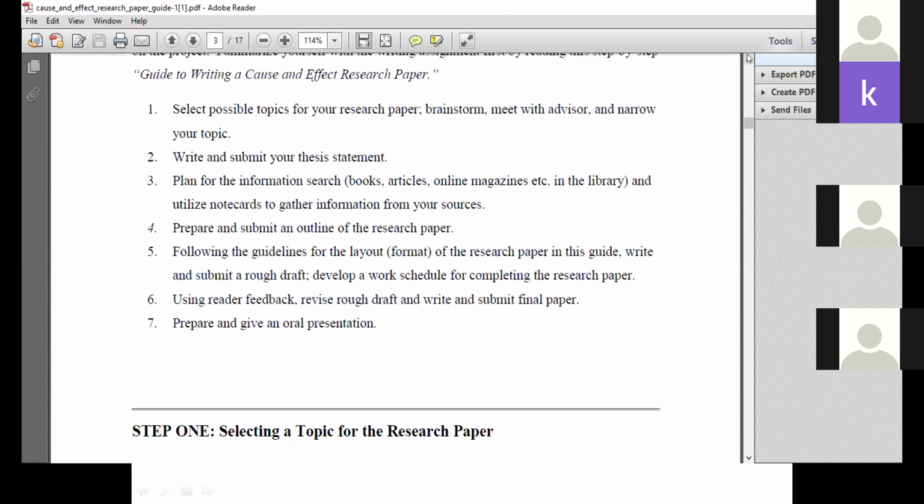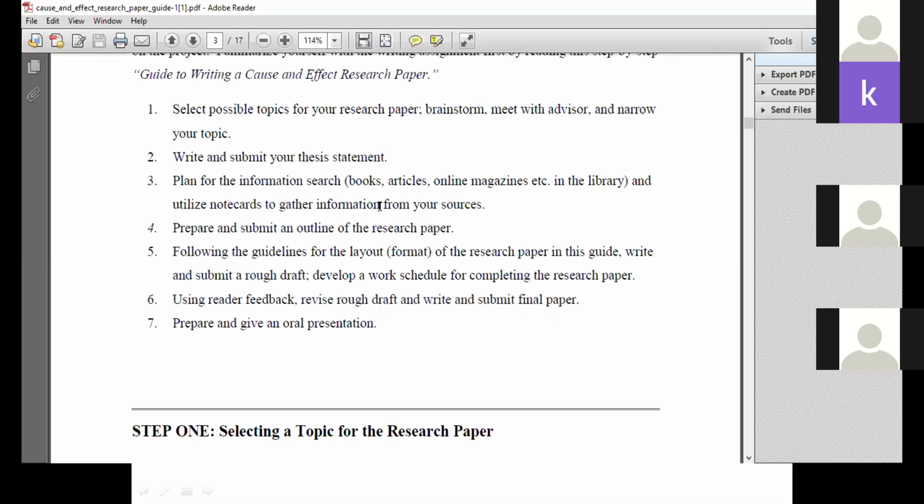So the key steps over here are these 7 steps. You select a possible topic for your research, brainstorm, meet with instructor, advisor, and then narrow the topic, come to a very pithy statement, and then write and submit your thesis. I mean, before this, you need to do all experiments and plan for information search, and utilize note cards to gather information from your sources, prepare and submit the online research paper.